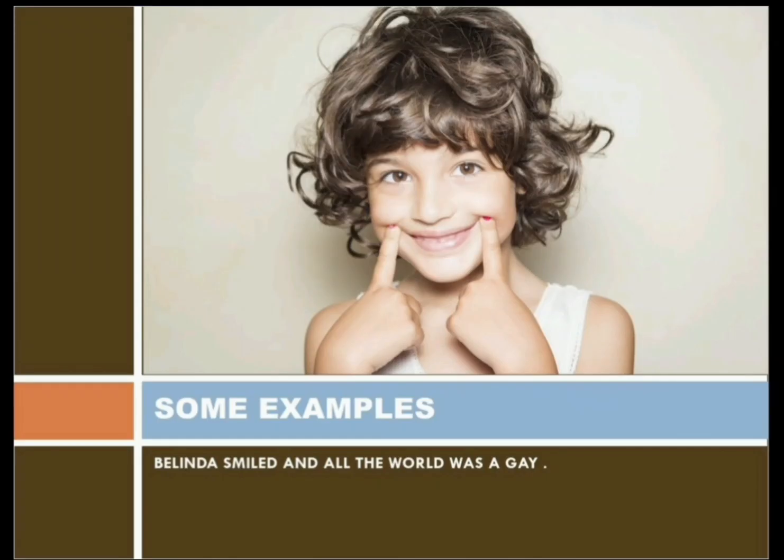Now let us have a look at some examples containing hyperbole. I have tried putting pictures with examples so that you can comprehend well. The first example is "Belinda smiled and all the world was gay." Gay means happy. So the smile of the girl made all the world a happier place. It is an example of exaggeration, overstatement, that her smile is compared to the happiness of the world, which is literally not possible. Therefore it should not be taken seriously, it is just exaggeration.